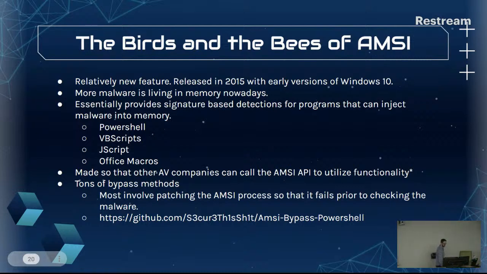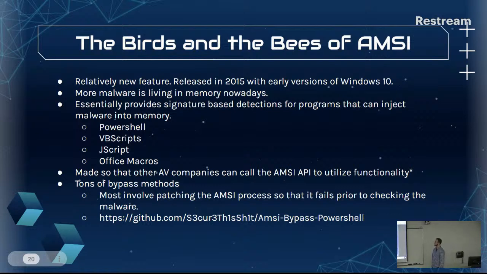So Microsoft developed AMSI, which looks at things like PowerShell, VB scripts, JavaScript, and also Office macros. All of those things can be used to pull things from the internet directly into memory. AMSI was developed as an API so that other AV companies can hook in and use that functionality. There's a little asterisk there just so you can keep that in mind. It's a little bit of foreshadowing.